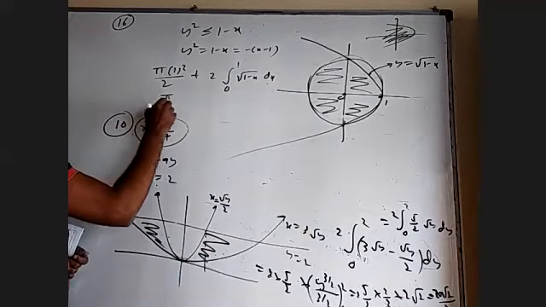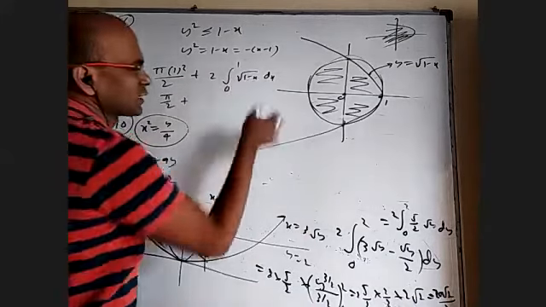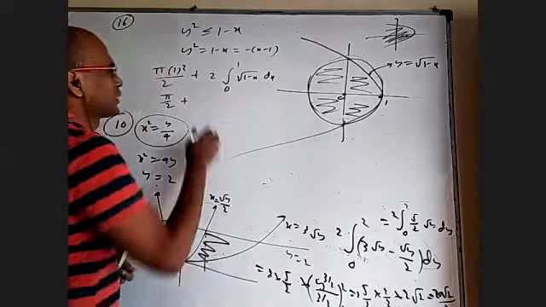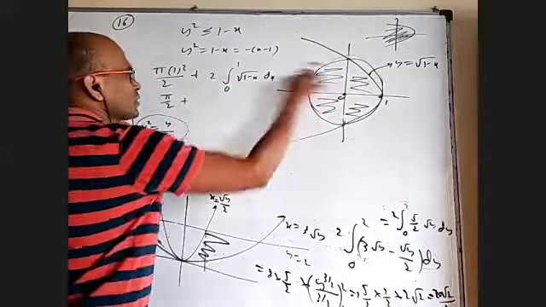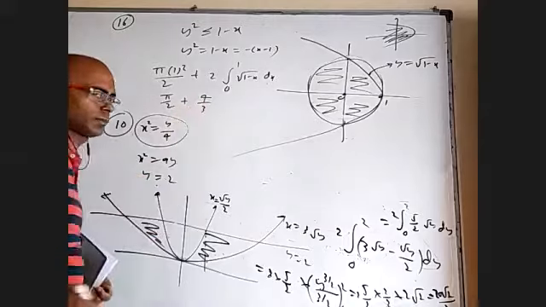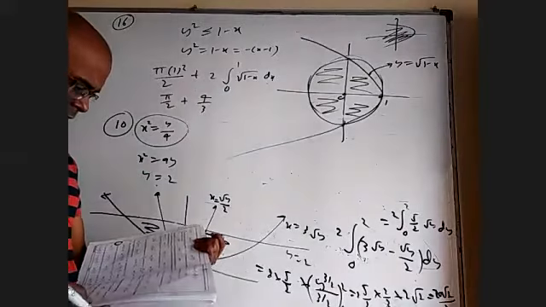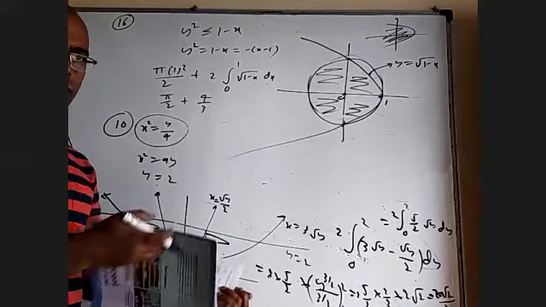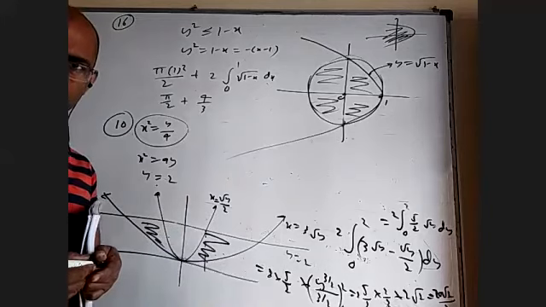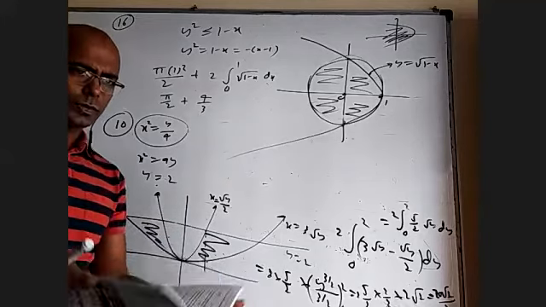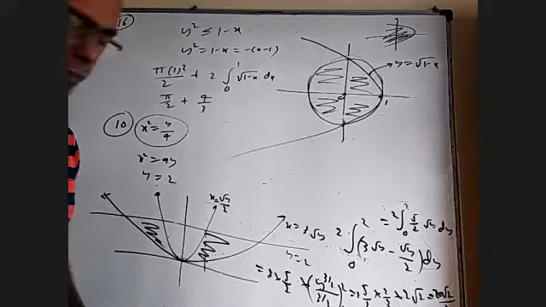Okay, this is pi by 2. This I'm sure you can integrate and simplify. It will come 2 by 3. This is 2 by 3 of total, so 4 by 3 will come. Is it okay for 16? Yes, sir. Okay, somebody is asking 12.